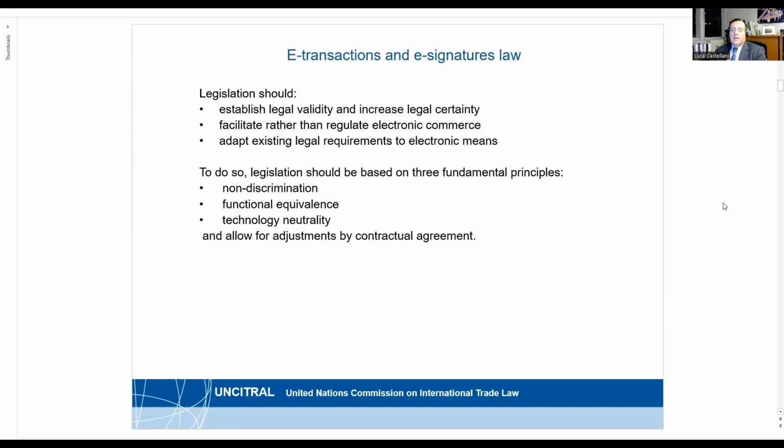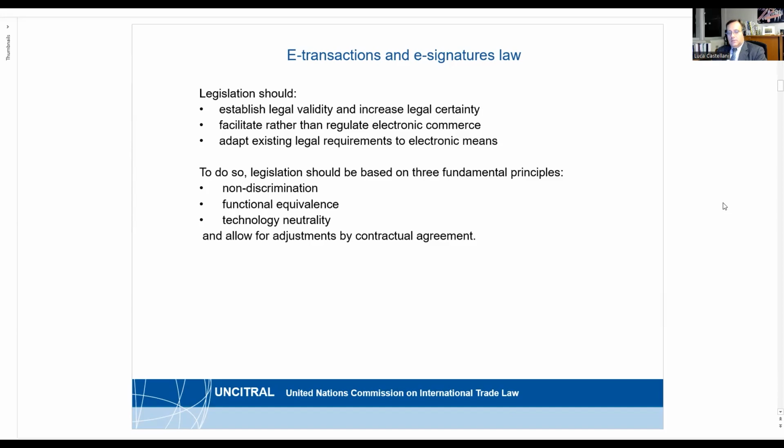What we have learned at UNCITRAL is that legislation should indeed establish the legal status and the legal validity of electronic transactions, increase legal predictability and certainty. When it comes to e-transactions and e-signature, legislation should facilitate, remove existing obstacles instead of regulating and setting new requirements for electronic transactions. And then, as I mentioned before, it should adapt the existing legal requirements, for instance, in contract law, to online transactions.